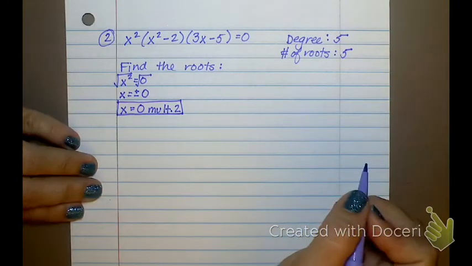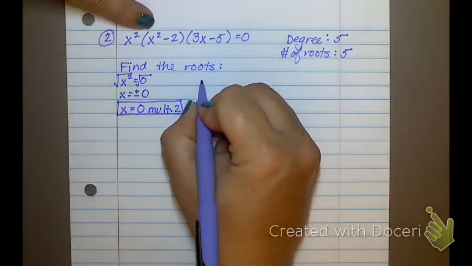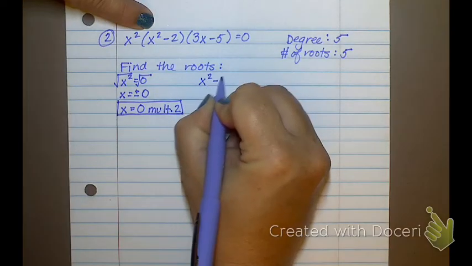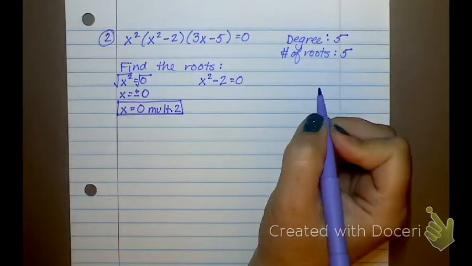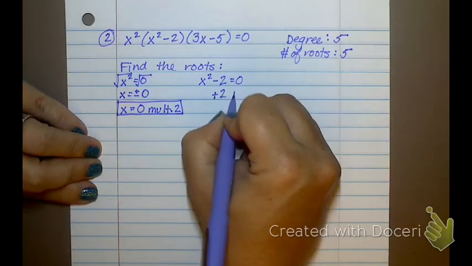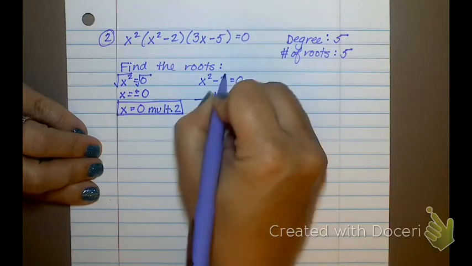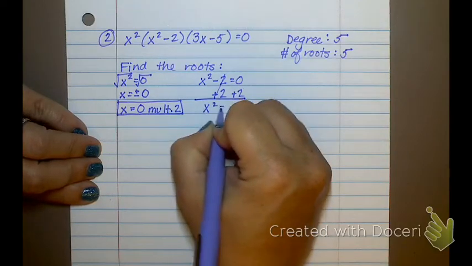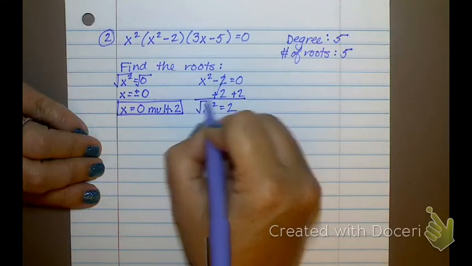So? Next one, let's look at the next parentheses. X squared minus 2, set that equal to 0. We had one very similar to this yesterday, right? Add 2, and I get x squared equals 2. Square root both sides, remembering to put what?